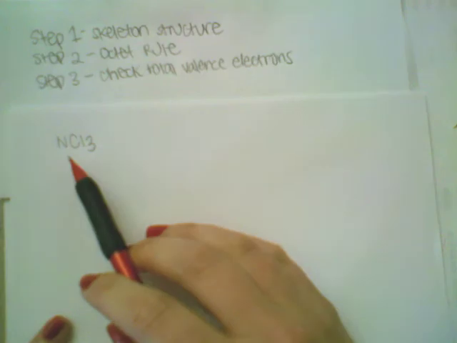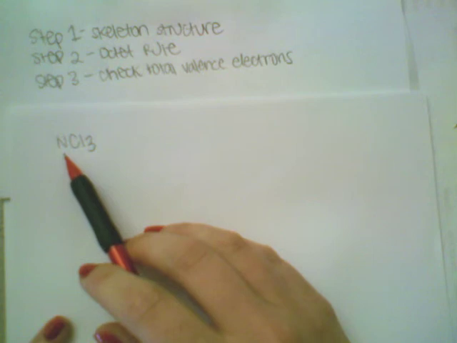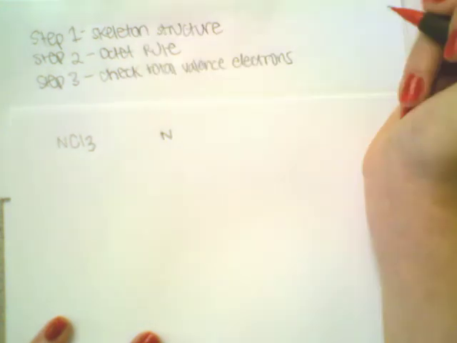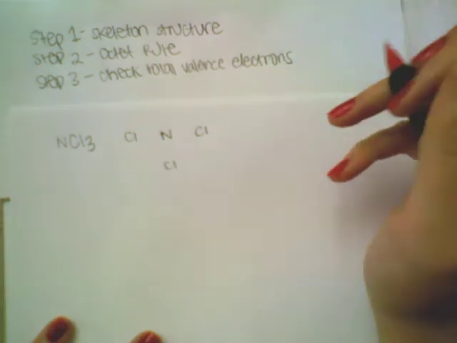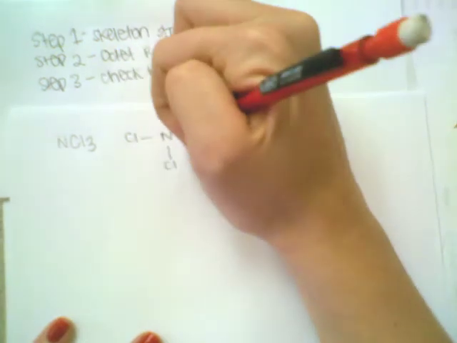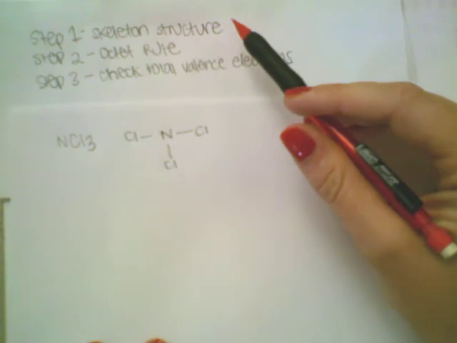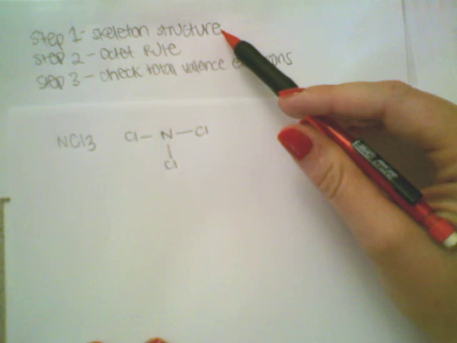When you look at the formula, typically the element that has the smallest subscript is going to be your central atom. In this case, that would be nitrogen. So we're going to have nitrogen surrounded by 3 chlorine atoms. That is your skeleton structure. The skeleton structure just shows what atoms are going to be bonded together.